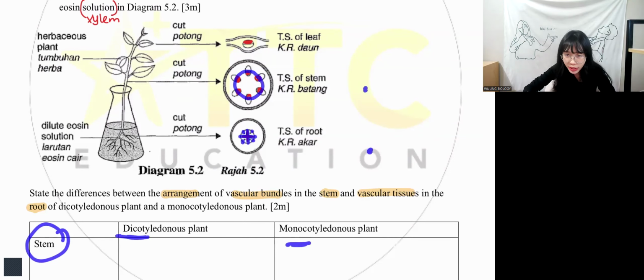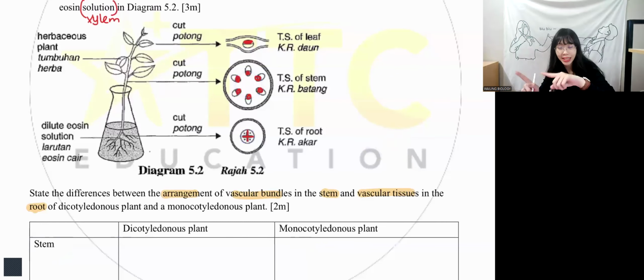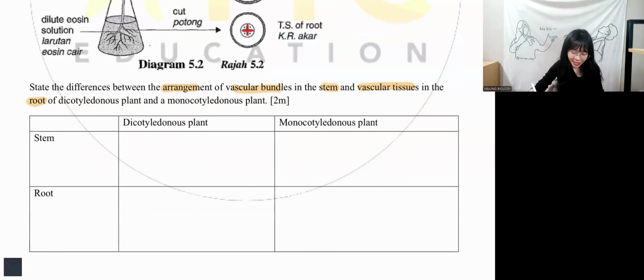What about the root? Root has a pattern or not? For monocot, they have a ring pattern. Ring means what? Because they have an alternate pattern. Alternate xylem phloem, they form into a ring shape. Okay. So to write in sentence, actually it's only 2 marks. One sentence each is actually enough already because it's a comparison. So when you're dicot and mono correct, you get 1 mark.